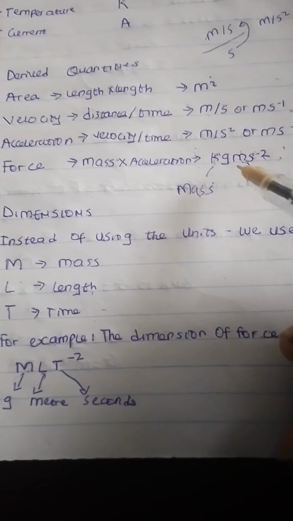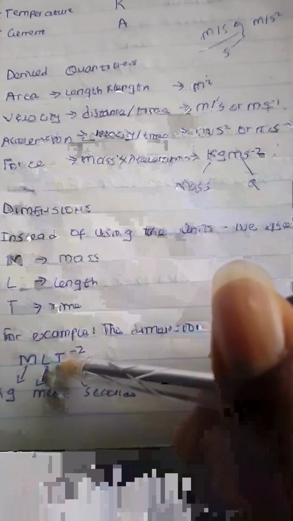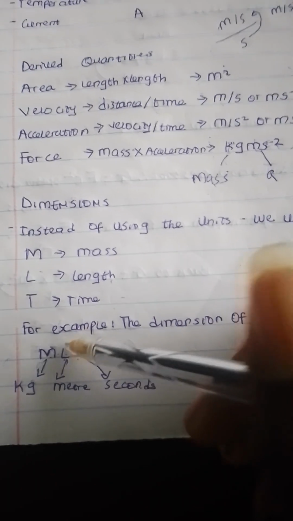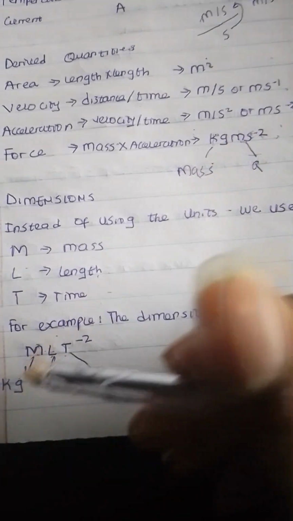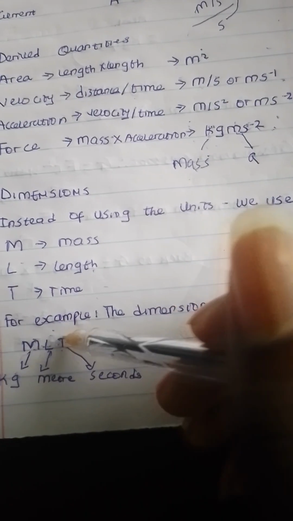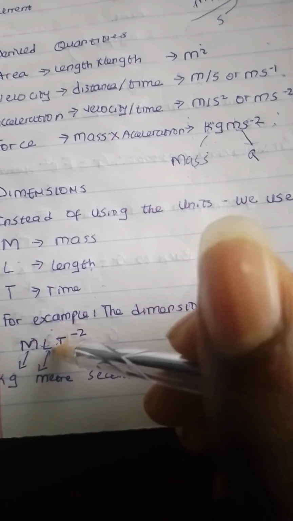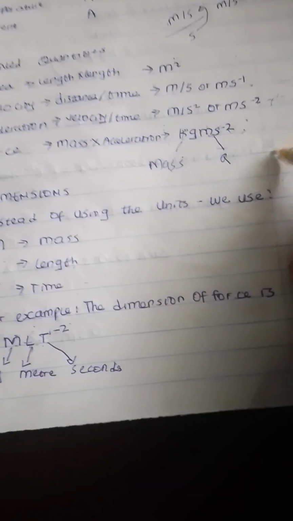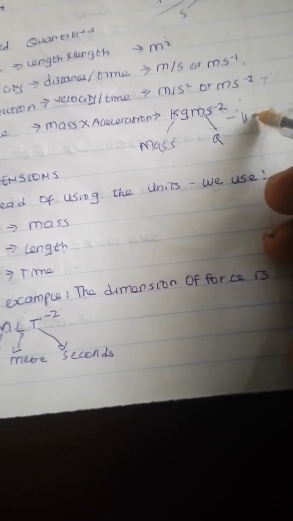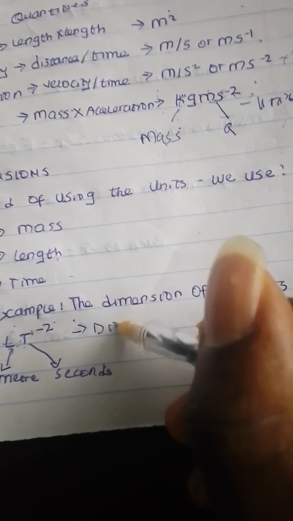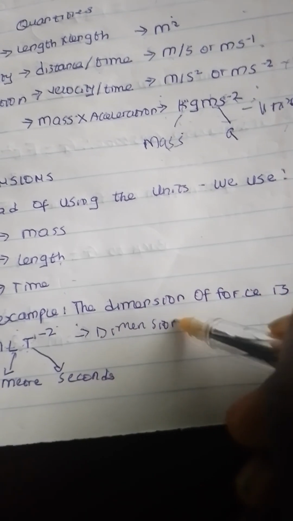So what do we just do here? We just replace this one with the first letter of each word. That is M for mass, so instead of writing kg, we write M. L for length, so instead of writing meter, which is this one, we write L. Instead of writing seconds, we write T. So once we come here, MLT minus 2. If you notice, this one and this one are the same thing. It's just that this one is unit. This one is dimension. Right, pardon my bad handwriting here.